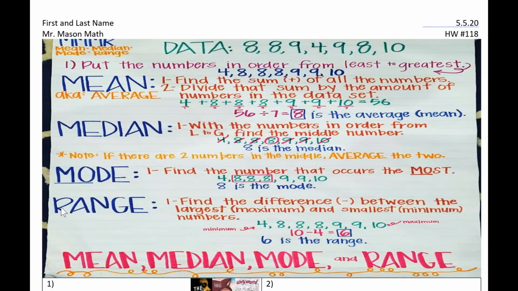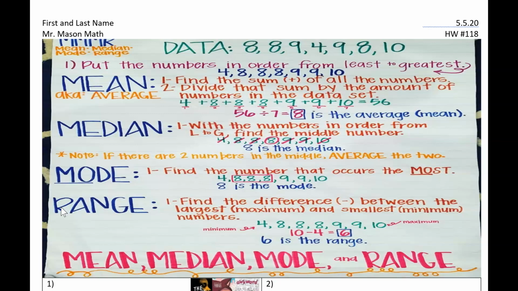Okay, now that you know how to find the mode, hopefully, how do we find the median of a data set? What do you need to do if there are two numbers in the middle of a median? Great. How do you find the range of a data set?